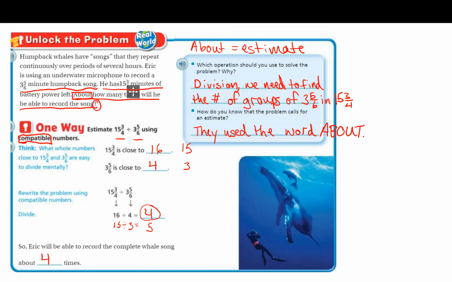Now, if you said about 5 times, would that be completely unreasonable? No, it wouldn't be completely unreasonable. 4 would be a little more accurate, but 5 would be a reasonable estimate as well. Okay, so if I were grading this, personally, I would accept 4 or 5 as the correct answer because they're both reasonable. 3 isn't that far away from 3 and 5/6, so that would be a reasonable estimate. And 15 isn't that far away from 15 and 3/4. And these are nice compatible numbers. So if you saw those and said, hey, I want to use those, that is reasonable thinking, okay?